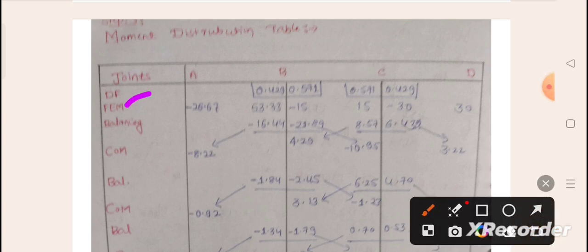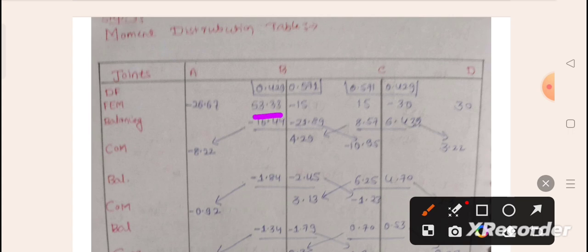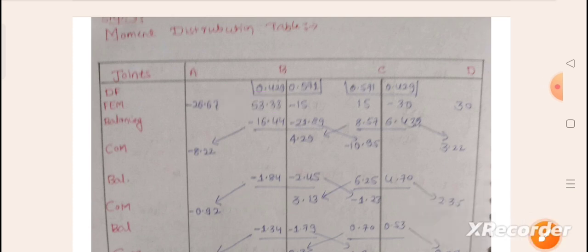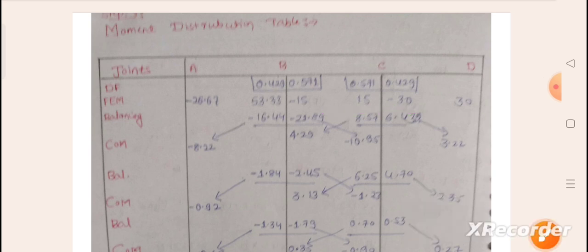So next one is fixed end moment. Can you tell me which value is this one? You have to read this one. These are the fixed end moments: MFAB, that is minus 26.67. What about this 53.33? This 53.33 is MFBA. Same thing here, minus 15 is MFBC. This value is MFCB, and this one is MFCD and this one is MFDC. So you got an idea.